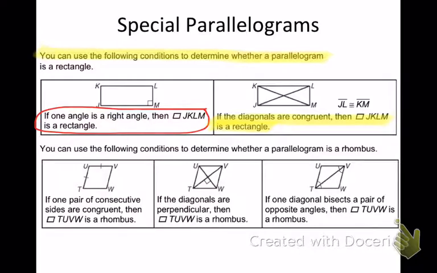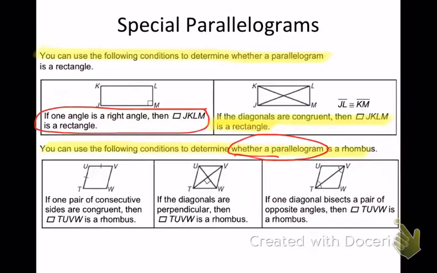And then you can use the following conditions to determine whether a parallelogram is a rhombus. If one pair of consecutive sides are congruent, then it's a rhombus. Okay? And again, this is only true if you know it's a parallelogram. For example, I can have two sides being congruent, and then something like that, where they're not going to be the same. Okay, so recognize it has to be a parallelogram first.